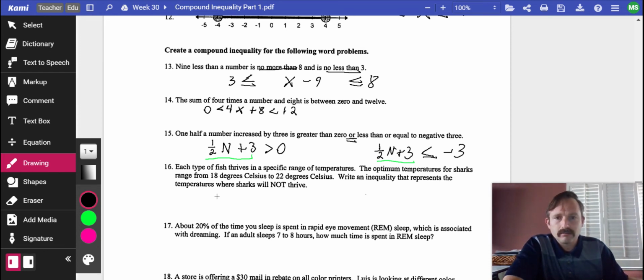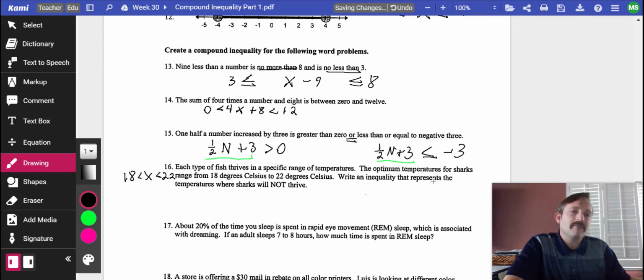Okay, so we understand if it's shark, it wants to be between these two temperatures. Okay, cool. Is that what it's asking? Write an inequality that represents the temperatures where sharks will not thrive. Oh, not thrive. So what numbers are not 18? And technically it says from 18. So we could put this. It could include 2.